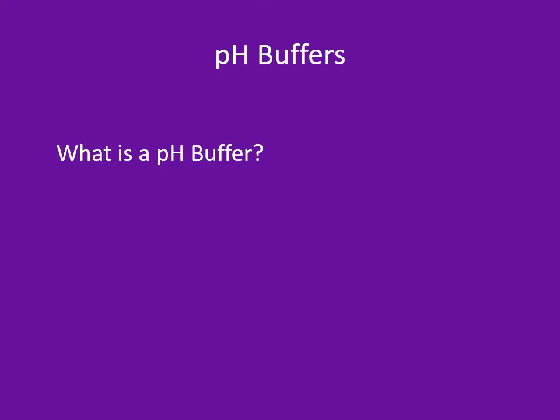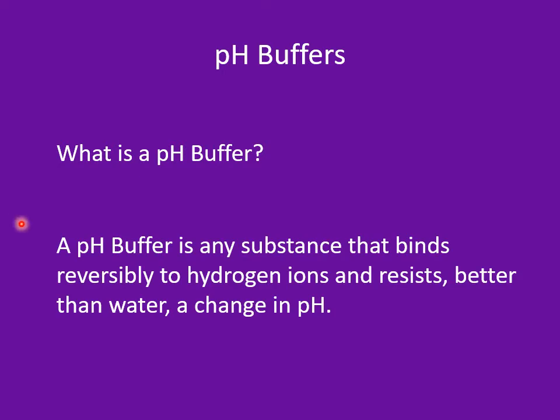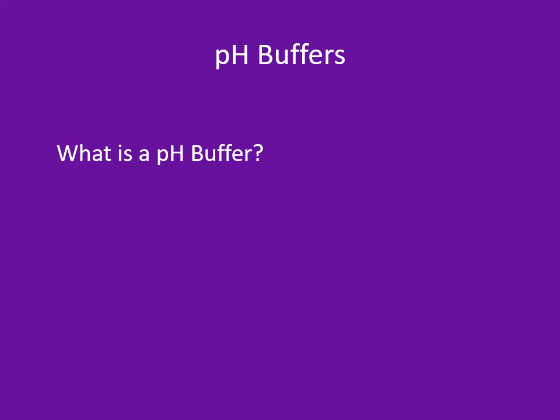pH buffers are crucial for the regulation of body pH. But what is a pH buffer? A pH buffer is any substance that can bind in a reversible way to hydrogen ions and resist better than water a change in pH. pH buffers are usually weak acids.